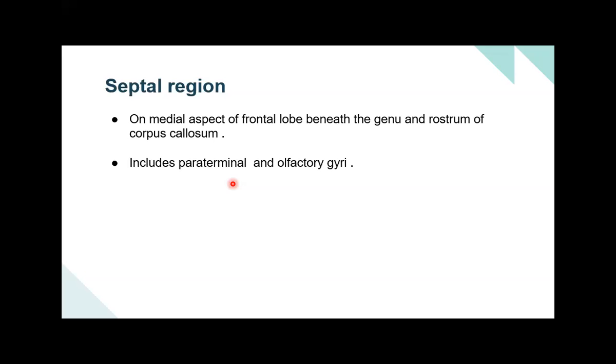Then the septal region. The medial septal region is the third part of the limbic system. It lies on the medial aspect of the frontal lobe, beneath the genu and the rostrum of the corpus callosum, and it includes the paraterminal and the olfactory gyrus.